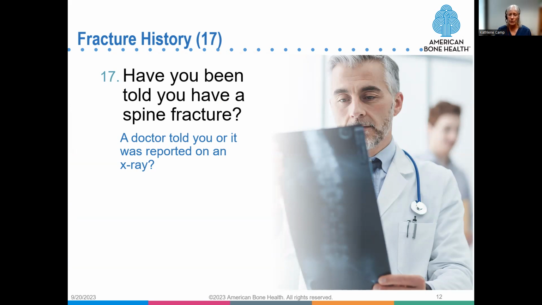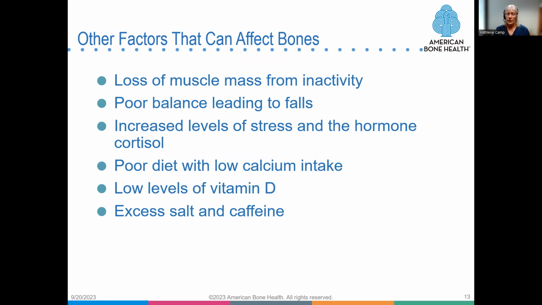So have you been told that you have a spine fracture? Either a doctor diagnosed you or it was reported on an X-ray? So the purpose is to identify other factors that may affect bones and lead to fracture. There are other factors that affect bone health and can lead to fractures which are not directly figured into the fracture risk calculator, but it's important to be aware of these other factors. They include loss of muscle strength or muscle mass, especially when coupled with poor balance. These can increase fall risk, leading to fractures.